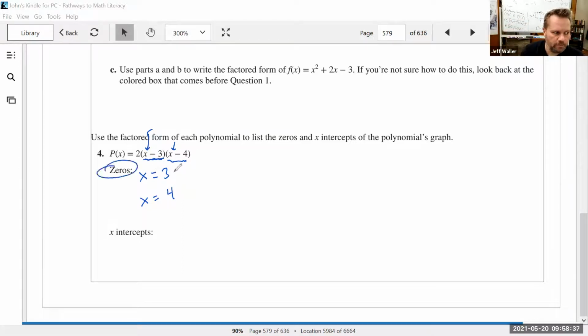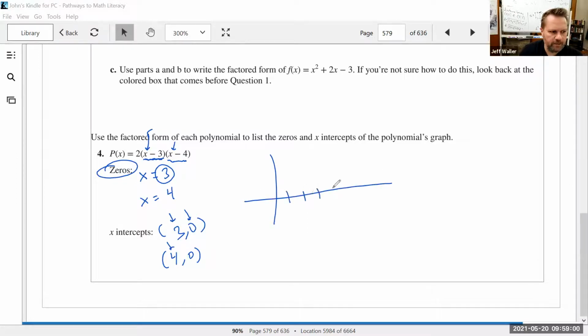Those are the zeros. So the x-intercepts are going to be 3, 0, because a 3 makes the output 0, and 4, 0, because a 4 makes the output 0. That would be the intercepts for that graph, if I graphed it. So what would this look like? It would have an intercept at 3 and an intercept at 4. And since it's positive, it would open up. So it'd be something like this.